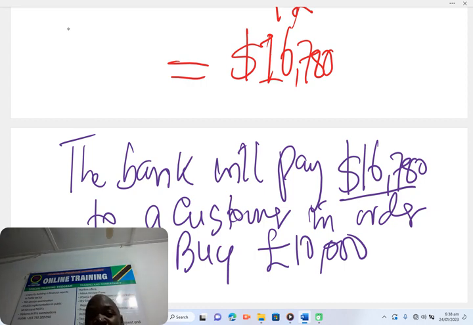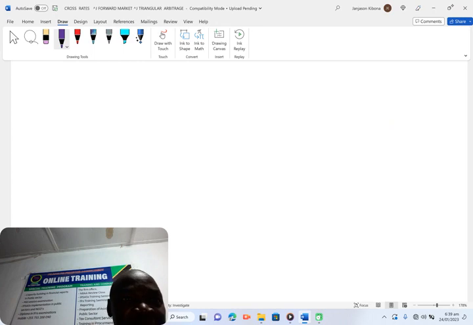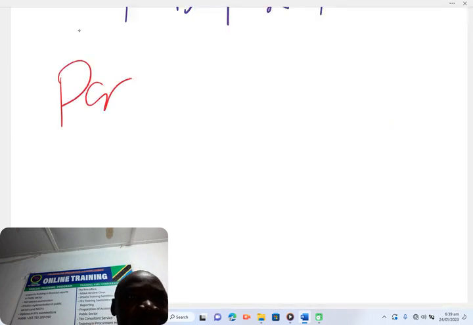I repeat, we are saying the bank will pay $16,780 to a customer in order to buy 10,000 pounds. So we have answered the problem very clearly. Do you see how it works? Now let's see part B. Now, can you read part B? It says the bank is doing what?